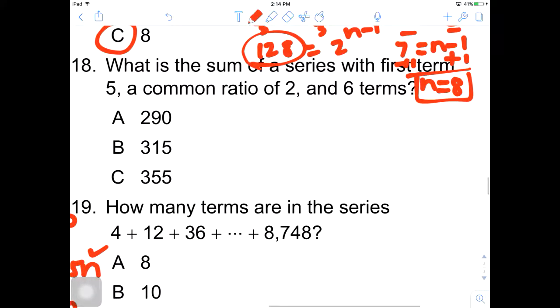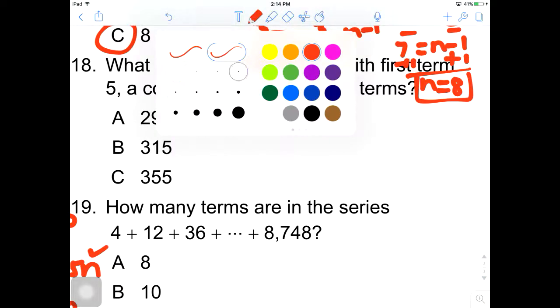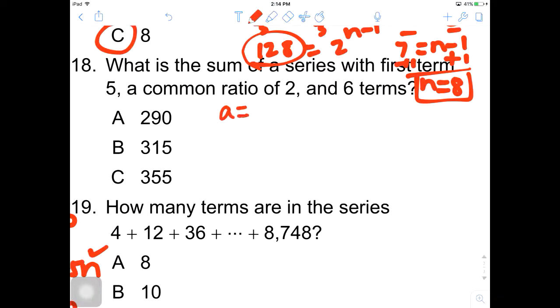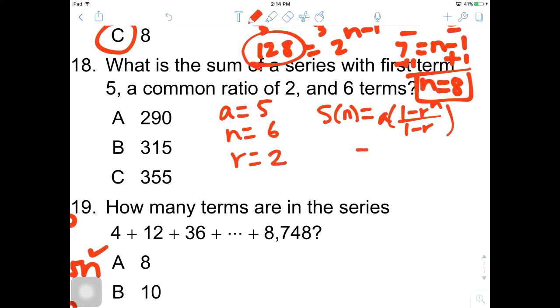Number 18, what is the sum of the series with the first term of 5 and common ratio? So they're giving you the values. All we need to do is identify what is a, n, and r. So a is the initial value. The first term is 5. The common ratio is 2, and there are 6 terms. So we're going to use the formula S of n equals a times 1 minus r to the n over 1 minus r, substituting a in, which is 5. That's 1 minus the ratio, which is 2. We're looking for S of 6 because n equals 6, over 1 minus 2.